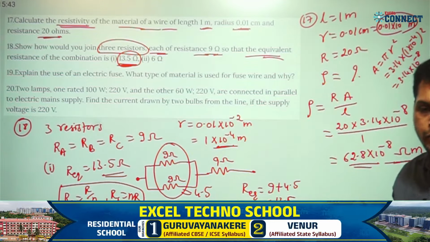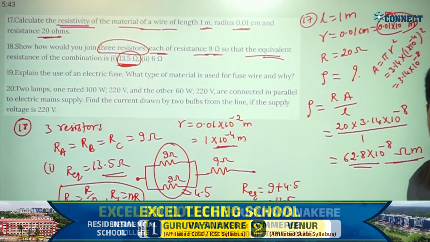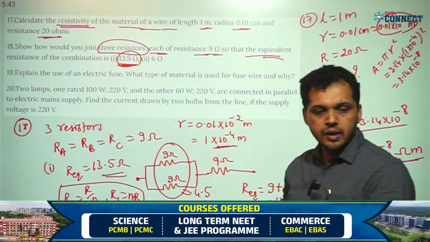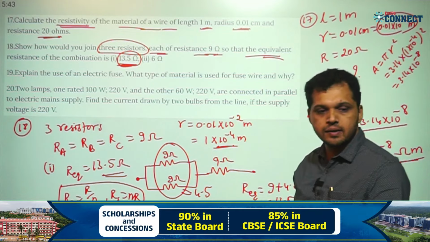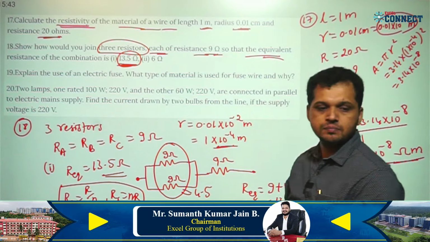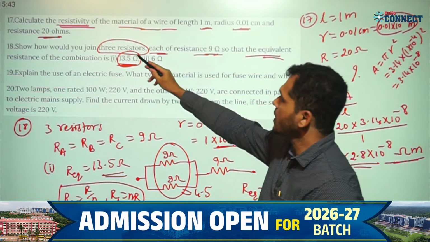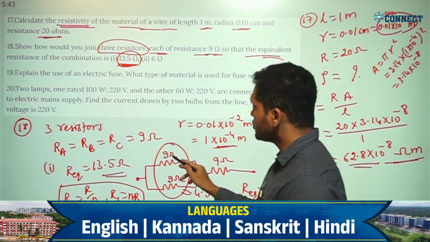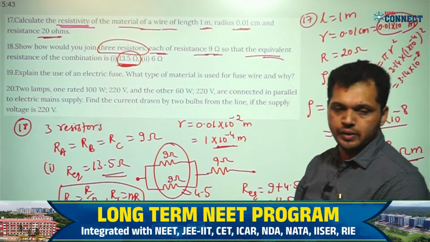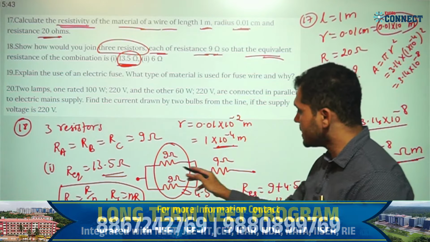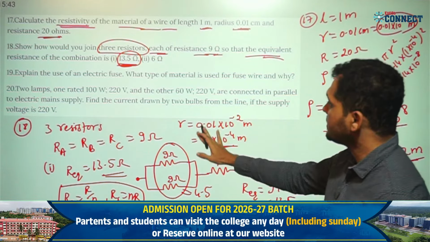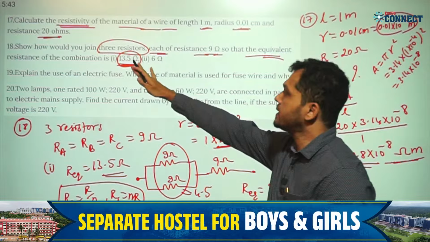The answer for the first question is that we have to get 13.5 ohm. How did we connect? What is your answer? You have to write the conclusion. It is a CBSE board question. You have to write: two 9 ohm resistors in parallel and one in series with it, so that the equivalent we get is 13.5 ohm. This is the answer for this 18th question, first sub question.